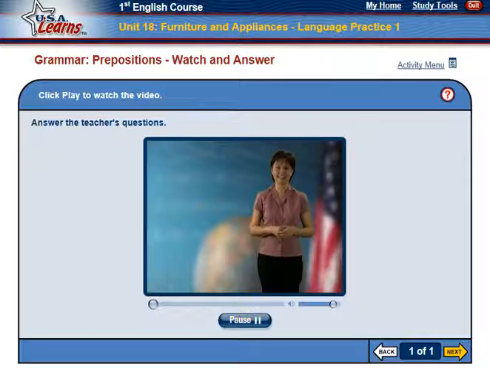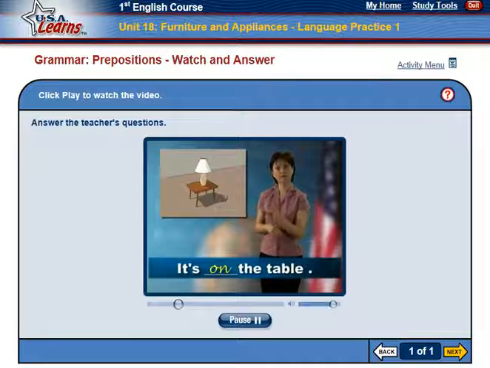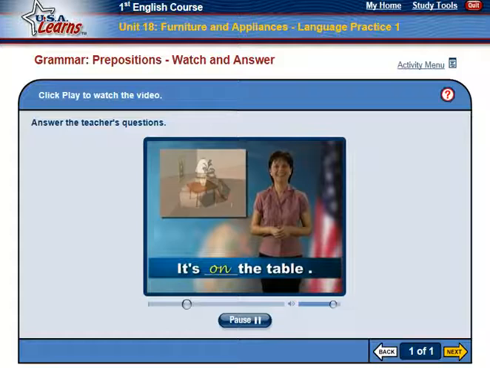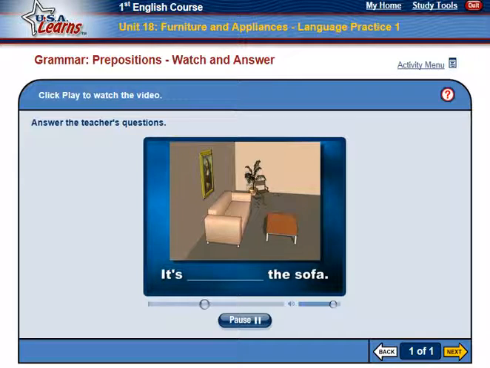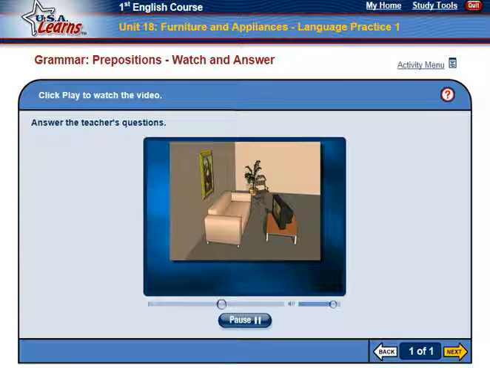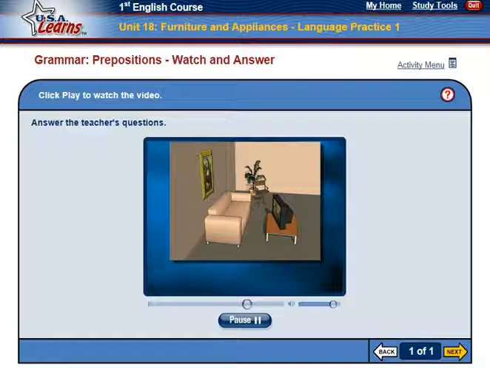Look at the pictures and answer my questions. For example, if I say, "Where is the lamp?" you answer, "It's on the table." Are you ready? Let's begin. Where's the TV? It's in front of the sofa. Where's the plant? It's in back of the chair. Where's the painting? It's above the sofa. Great job.